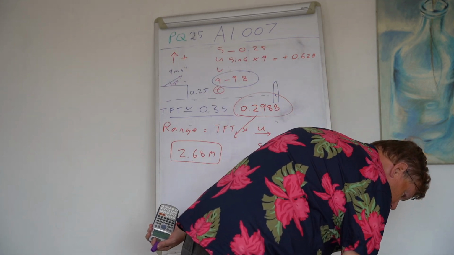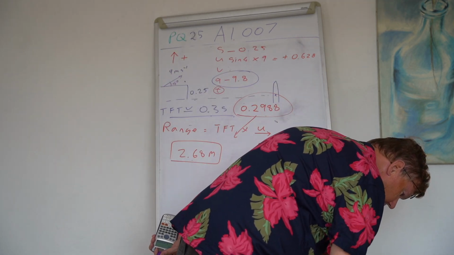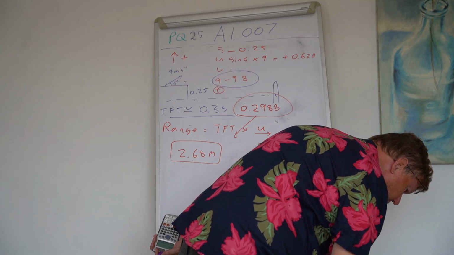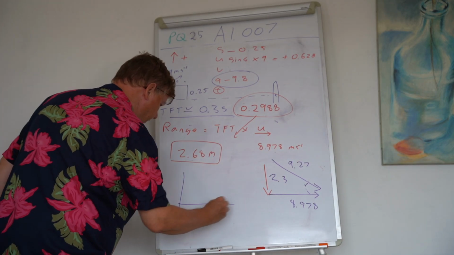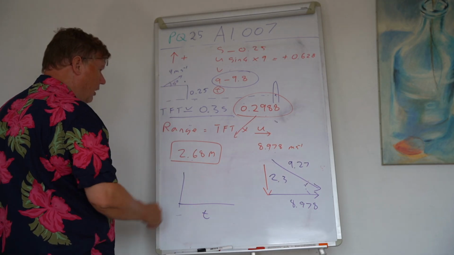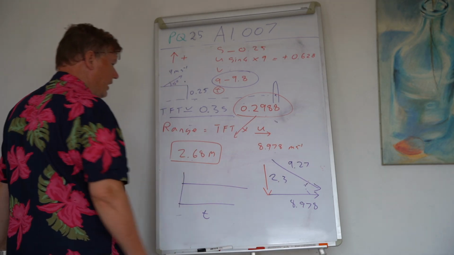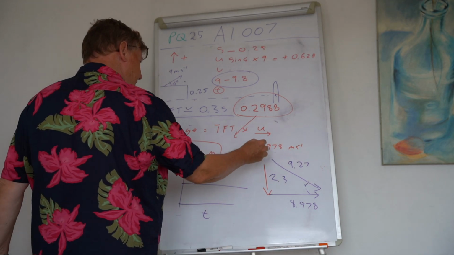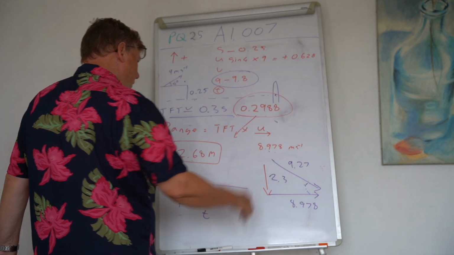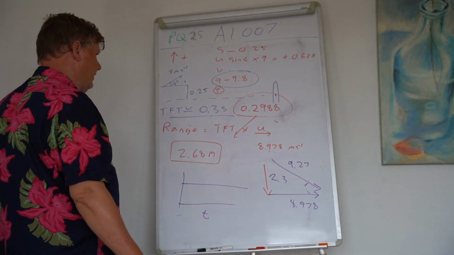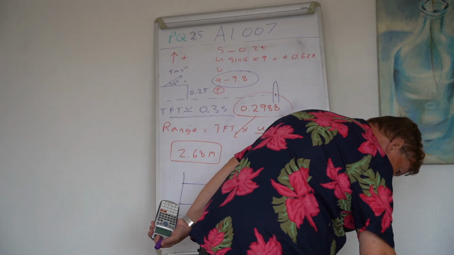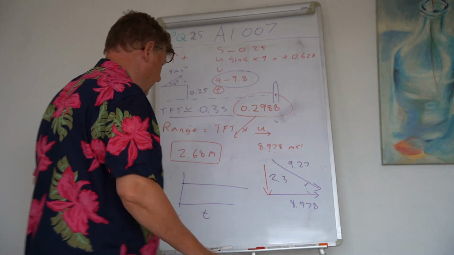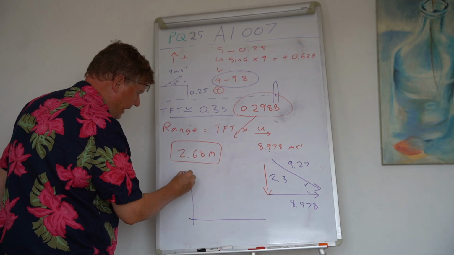And lastly, sketch graphs to show how the variation of time with the dart's horizontal velocity, well, that's the easiest one in the whole world, time horizontal velocity. It's fixed at 8.978 meters per second. So that's easy. That'd be whatever, nearly 9. And vertical velocity, well, it's going to be a line doing that.